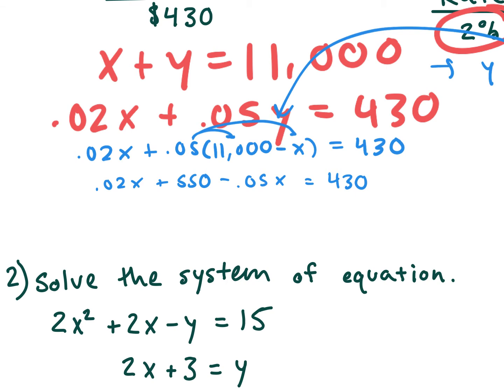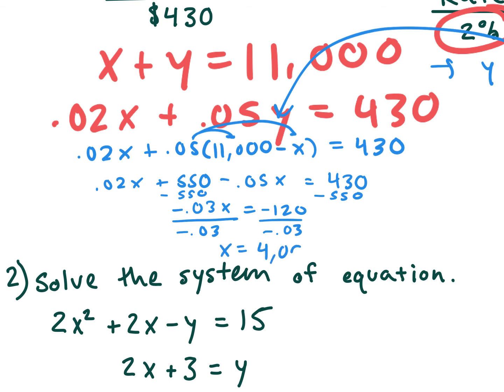So this would give me negative 0.03x, and then subtract 550 on both sides. Negative 120, and then divide by negative 0.03. How much? 4,000.